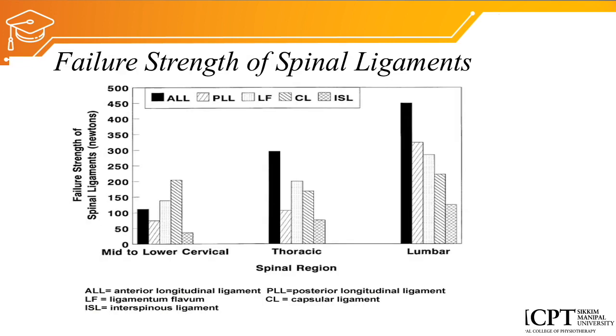This bar chart describes the strength of the ligaments around the vertebral spine. In the mid to low cervical spine, you can see the strength of the ALL, that is in black, the anterior longitudinal ligament, and the PLL, the posterior longitudinal ligament, are weaker than the capsular ligament. Whereas in the thoracic spine, you can see the anterior longitudinal ligament is the strongest. But in the lumbar spine, all the ligaments are strong compared to the thoracic and cervical areas. Among them, the anterior longitudinal ligament and the posterior longitudinal ligament are the strongest ligaments.